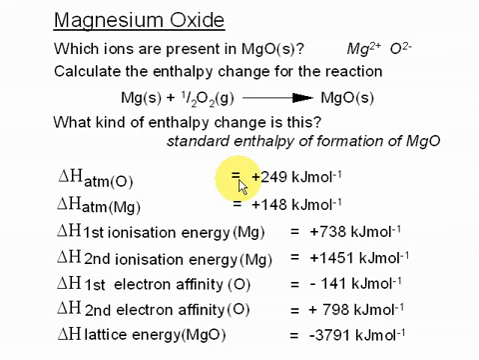Here's another Born-Haber example, this time with magnesium oxide. First of all, it says which ions are present in magnesium oxide, and the answer is Mg2+ and O2-, because magnesium is in group 2 and oxygen is in group 6. So the question may ask, calculate the enthalpy change for the reaction of magnesium reacting with oxygen to give you magnesium oxide. And then it also says, as a supplementary question, what kind of enthalpy change is this?